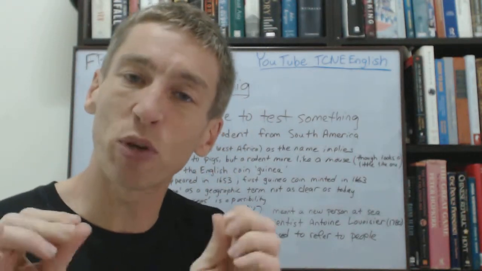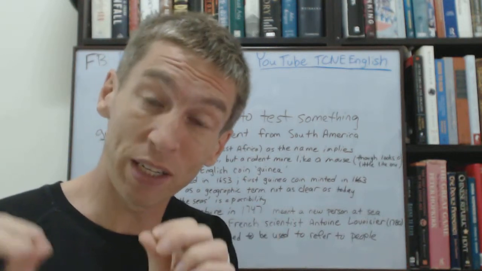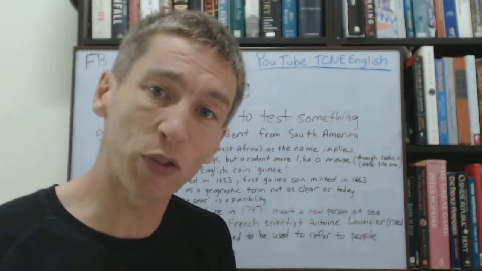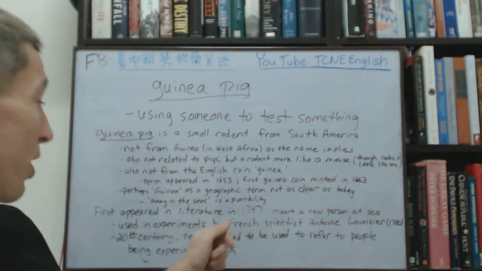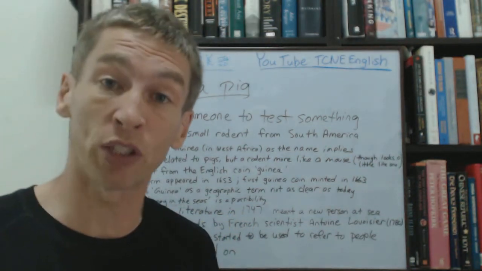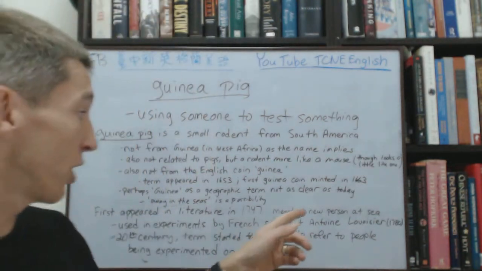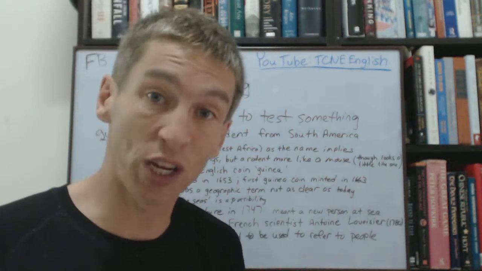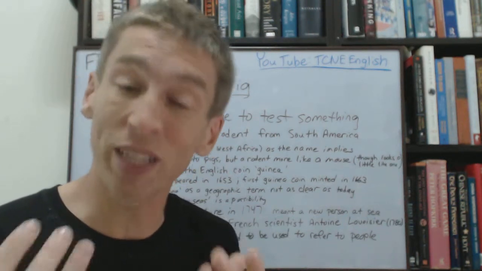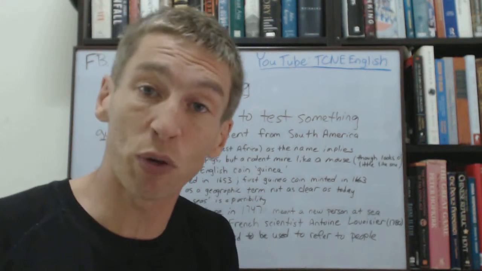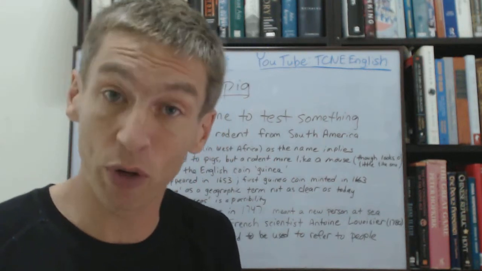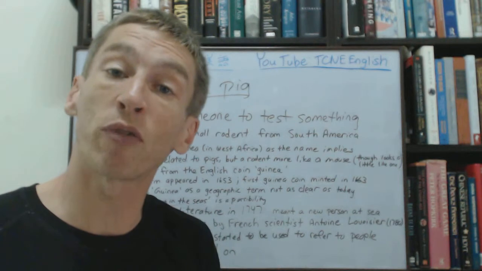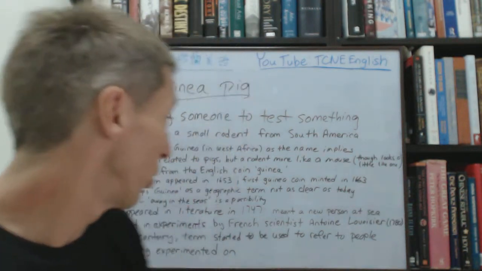Now, how did it come to mean a person who might be experimented on? Well, the first reference in terms of a person had a completely different meaning. In 1747, it first appeared in literature in England. But in that usage, it meant a new person at sea. A person who was on a boat at sea for the first time, with inexperience. It was a reference to an inexperienced seaman, an inexperienced mariner. A seaman or a mariner is a person who goes out to sea. So a guinea pig was actually a reference to a person who was new at sea.